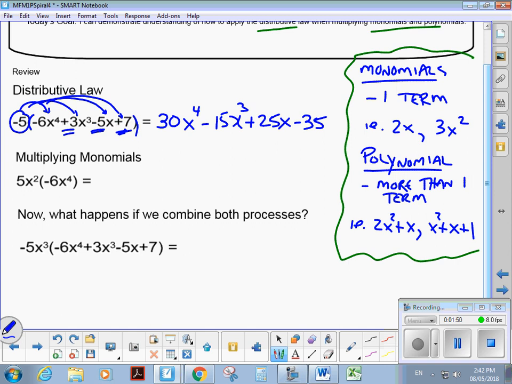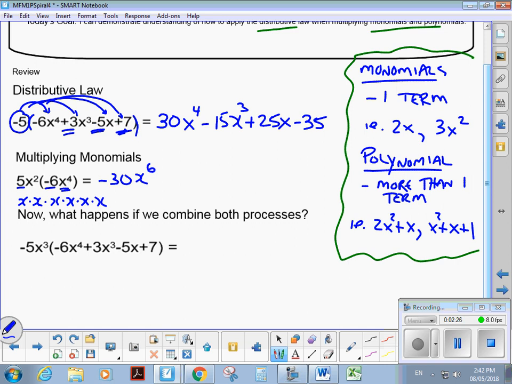That's from Spiral 1. Multiplying monomials, that was from the last spiral, Spiral 3. So you multiply your numbers together. So 5 times -6 is -30. X squared, so we have x times x, and then x to the fourth, there's 4 more. 1, 2, 3, 4. So that means we have x multiplied 1, 2, 3, 4, 5, 6. So again, we're just adding the exponent, okay? We're just adding the exponent. So x squared times x to the fourth becomes x to the sixth.